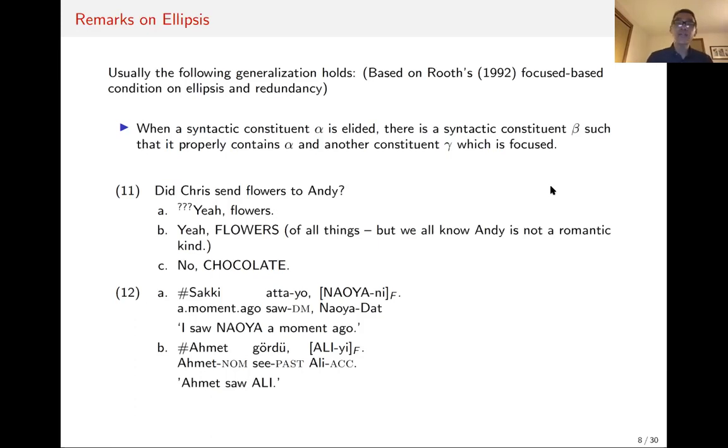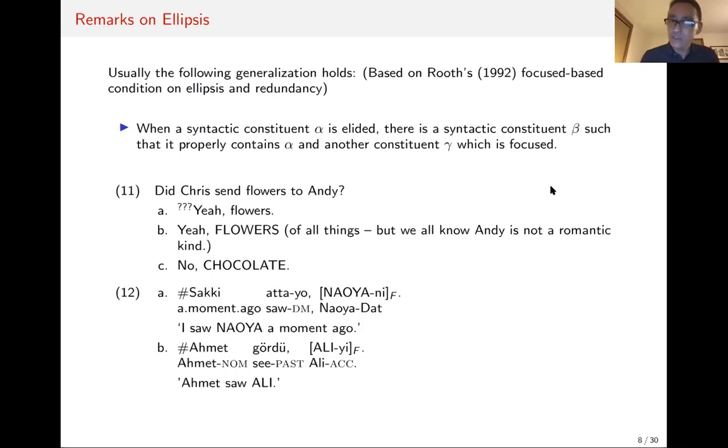And of course you can contradict, and it's a no, chocolate. So here we supposedly have this ellipsis structure, flowers Chris sent to Andy or chocolate Chris sent to Andy, and that ellipsis is licensed when you have a focus, right? But if you try to do that with the right dislocation, the effect is the opposite. You should not have focus on the right dislocation case. That is true for both Japanese and Turkish.